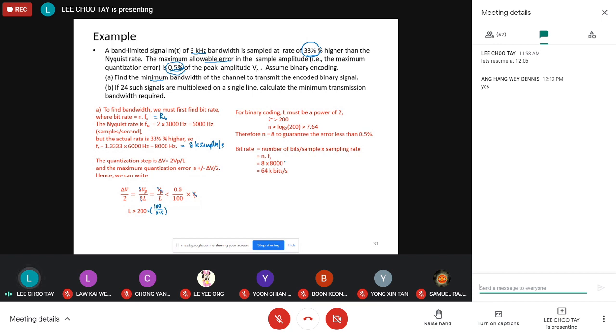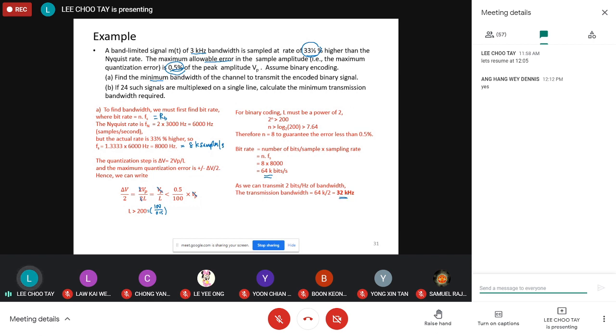So put in the numbers. n equals 8, right? Fs is 8,000. So that will give you a bit rate of 64 kilobits per second. Now the bandwidth. We have just learned that we can transmit 2 bits per hertz. Therefore, the minimum transmission bandwidth is 32 kilohertz.